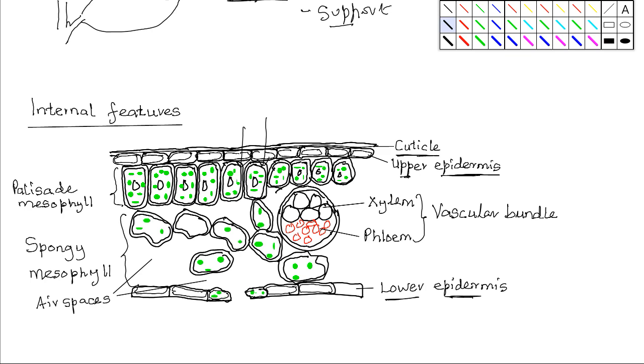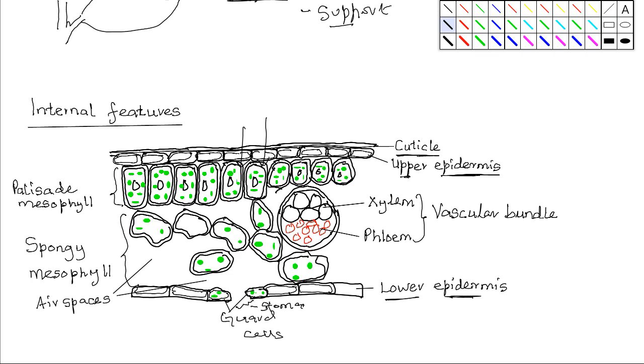In some regions, the epidermal cells are modified into guard cells. So, like here on the lower epidermis, you have these guard cells. That's a guard cell. That's another guard cell. Now, these guard cells control an opening. There is a pore between them, the stoma. That is the stoma.